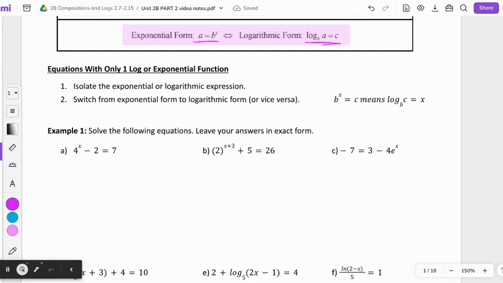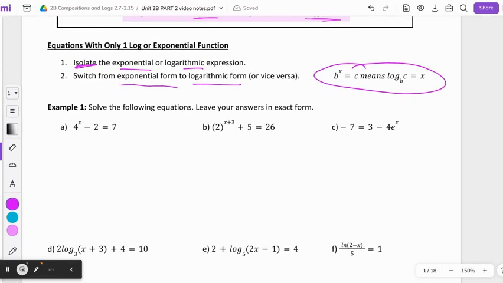All right, so first we're going to look at some exponential and log equations. Whenever you're solving either of them, you're going to isolate whichever one you have, exponential or log expression. And then if you only have one log or exponential function in the equation, you're then going to switch from exponential to log form or vice versa. Remember, we have to be able to convert back and forth between log and exponential form. All right, so let's look at this first one.